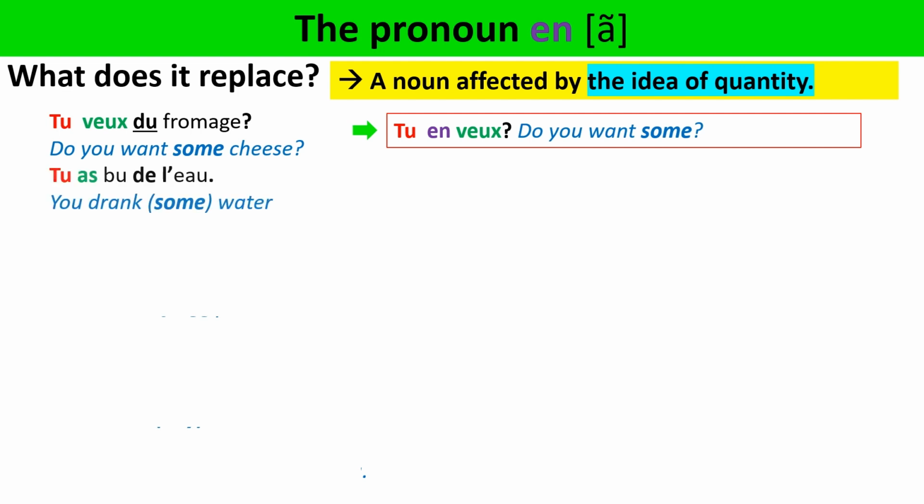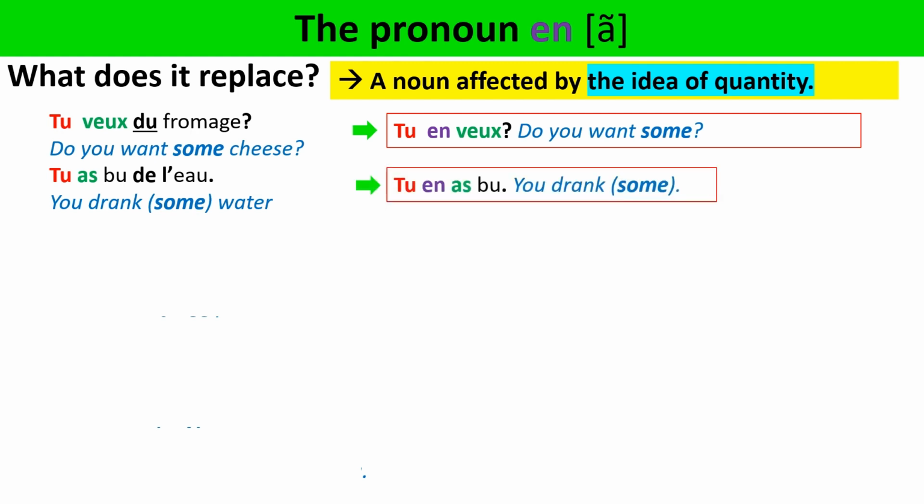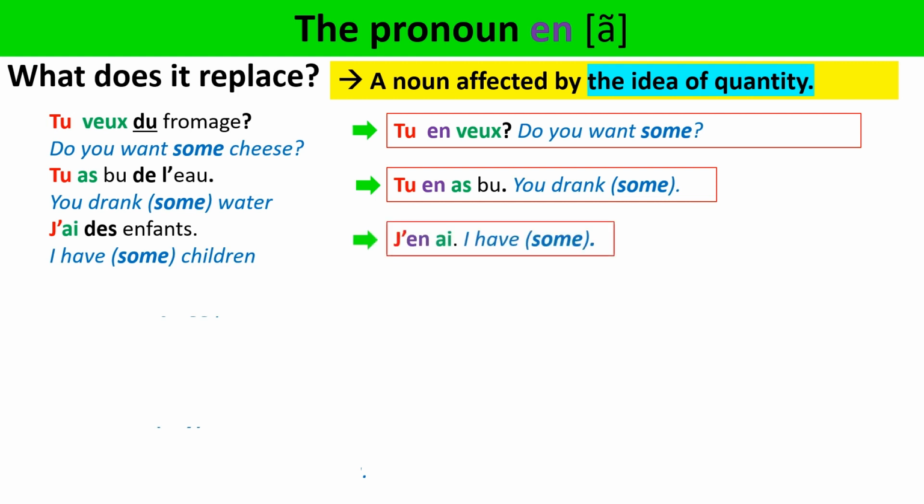Other example. Tu as bu de l'eau. You drank water. You drank some water, a certain quantity of water. Therefore, in the sentence with the pronoun, we're going to have tu en as bu with en before the auxiliary verb. You drank some. J'ai des enfants. I have children, meaning I have a certain number of children. Therefore, we're going to have j'en ai. I have some.